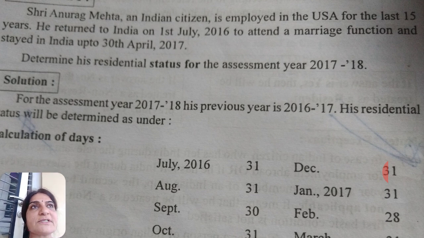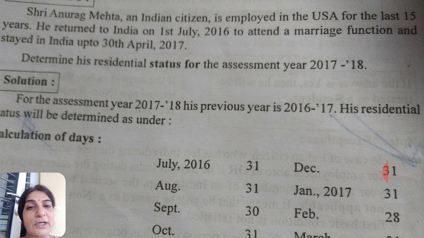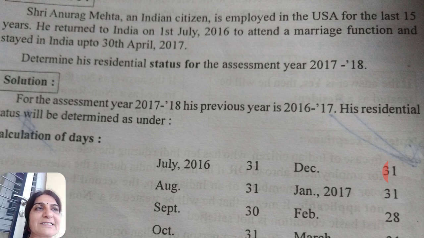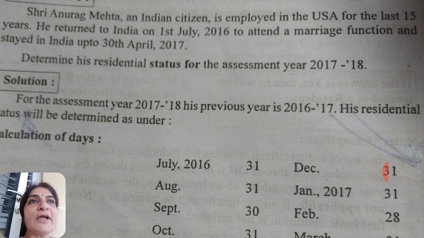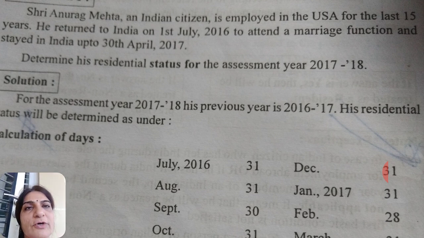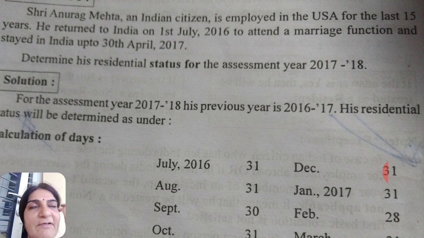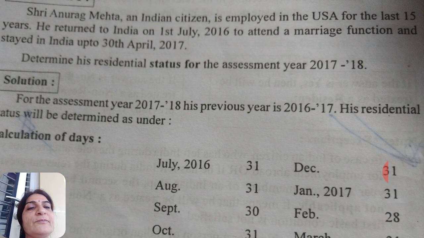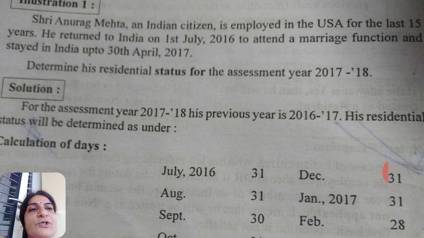Now if a person satisfies any one condition, then he is a resident of India. Now if he becomes a resident of India, then again we have to verify whether he is an ordinary resident or not ordinary resident. Now let's take one example of it. On screen you can see the example. I will also send you the picture of the whole example.